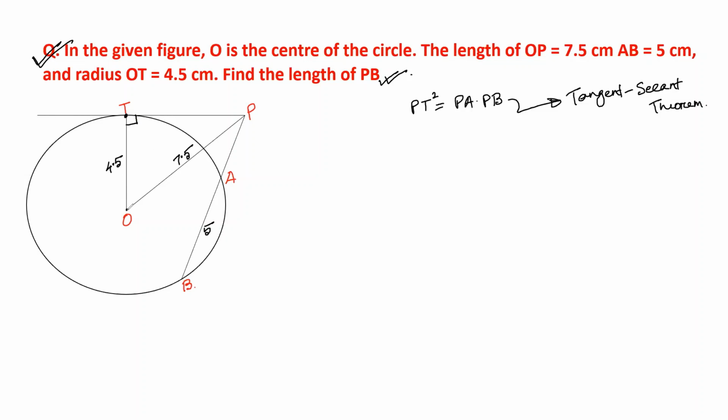Now, if we consider the triangle OPT, in that case, this is a right angle triangle, right angle at T. So we can directly use the Pythagoras theorem here. That is hypotenuse square is equal to perpendicular square plus base square. Here, OP represents the hypotenuse. So this can be written as OP square, which would be 7.5 square, equal to perpendicular square, that is OT square, which is 4.5 square, plus base square, that is PT square. From this, we can find the value of PT square to be 36.